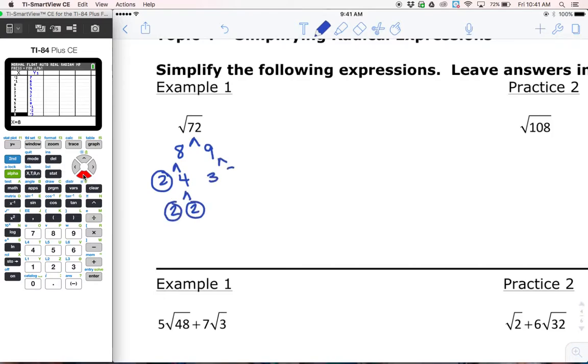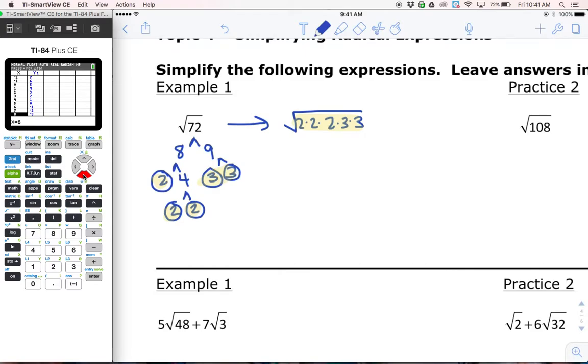9 has 3 and 3. Those get circled. So I'm going to rewrite the square root of 72 as 2 times 2 times 2 times 3 times 3. All of these circled numbers are the numbers that go in your square root. And now we're looking for pairs of numbers.